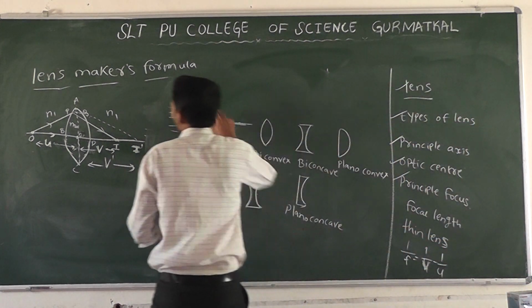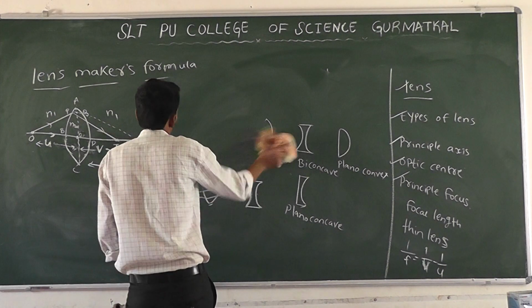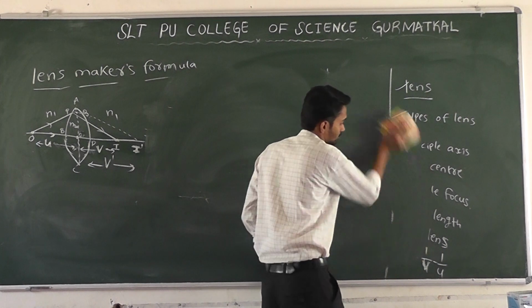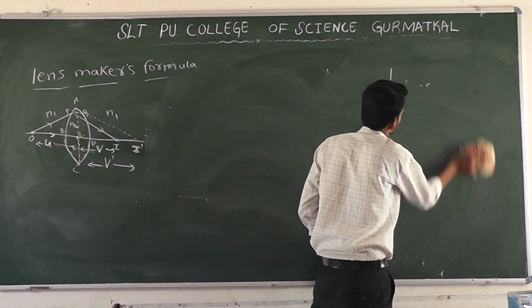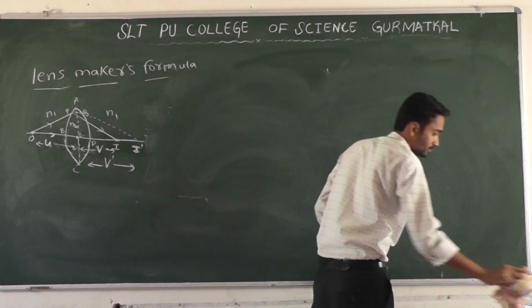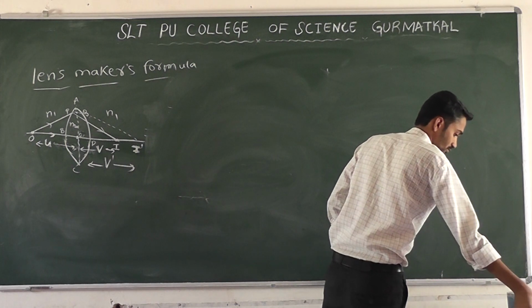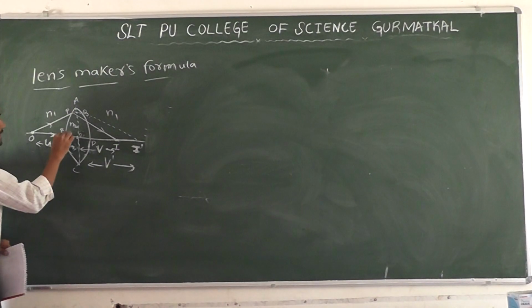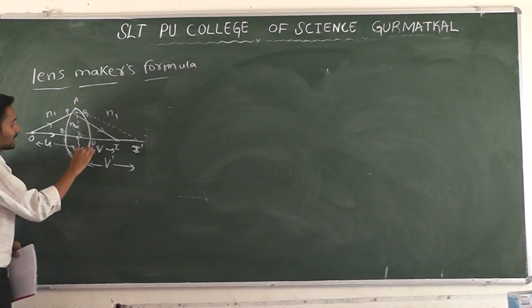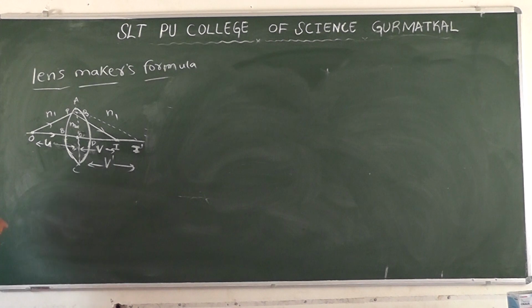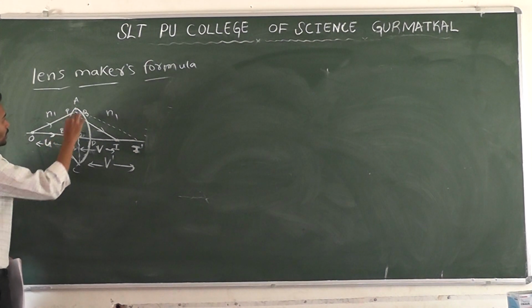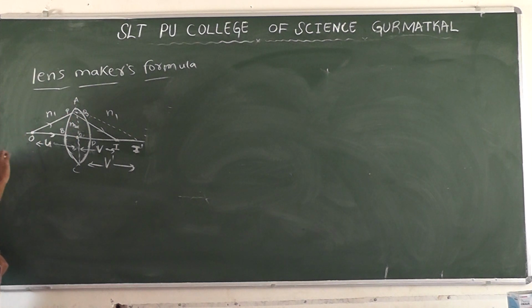So now we have to derive the lens maker formula. We are taking a thin lens, a biconvex lens, and O is a point. This point is on the principal axis.